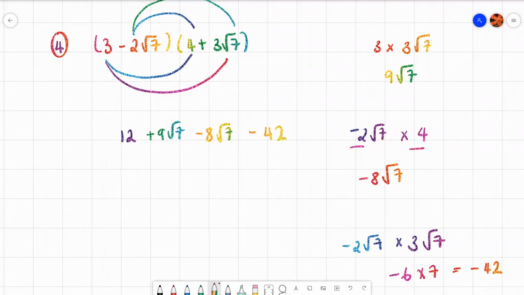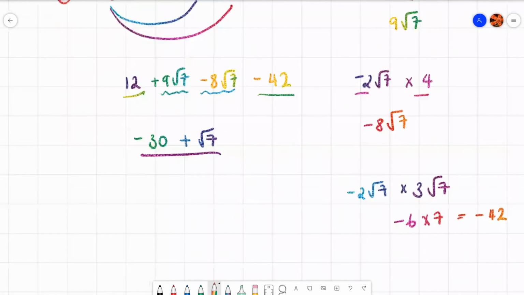So again, what you can do is 12 subtract 42. That becomes minus 30. And then we've got 9 root 7 take away 8 root 7, which is just 1 root 7. So just plus root 7. Okay. Let's have a look at another example.